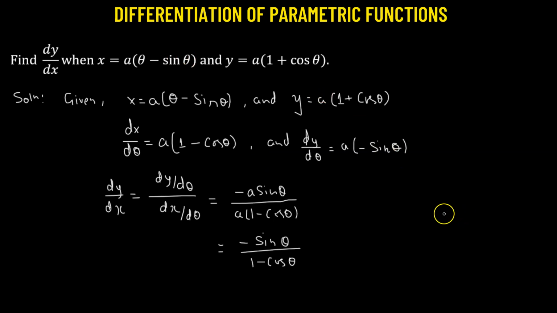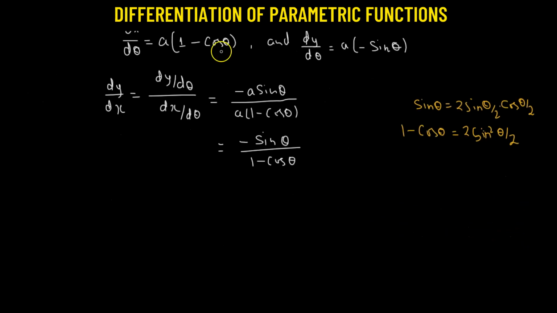What we'll do is use the half angle formula, which states that sine theta can also be expressed as the product of 2 times sine theta over 2 times cosine of theta over 2. And 1 minus cosine of theta is equal to 2 times sine squared theta over 2. We will replace these values in our numerator and denominator, and this is going to give us negative 2 times sine of theta over 2 multiplied by cosine of theta over 2, all divided by 1 minus cosine theta, which is 2 times sine squared theta over 2.